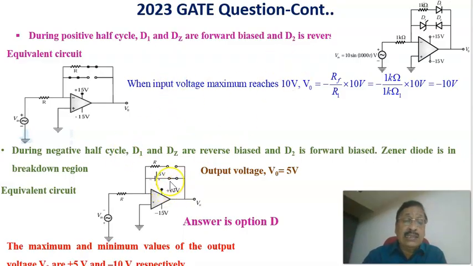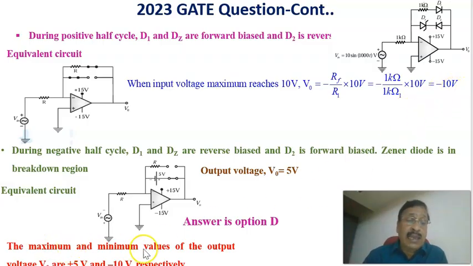In that case, the output voltage here is equal to this voltage, whatever the zener breakdown voltage is, that is equal to 5 volts, with a plus here and minus here, therefore plus 5 volt. The maximum output voltage is equal to plus 5 volt during the negative half cycle of the input. Therefore, the maximum output voltage is plus 5 volt, and the minimum output voltage is equal to minus 10 volt.